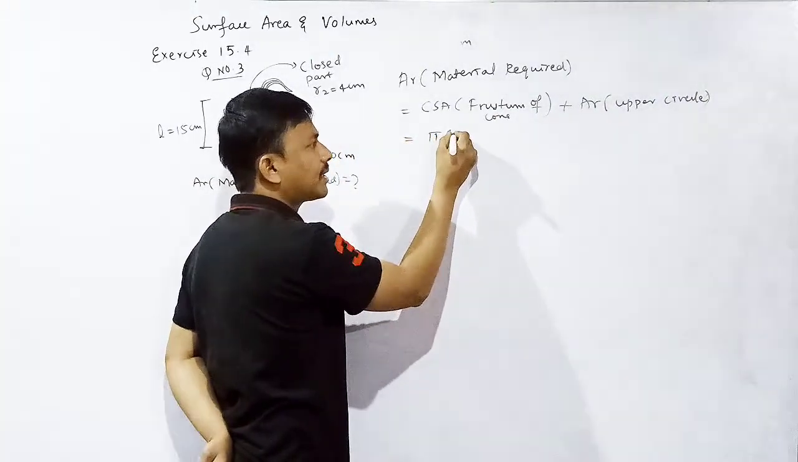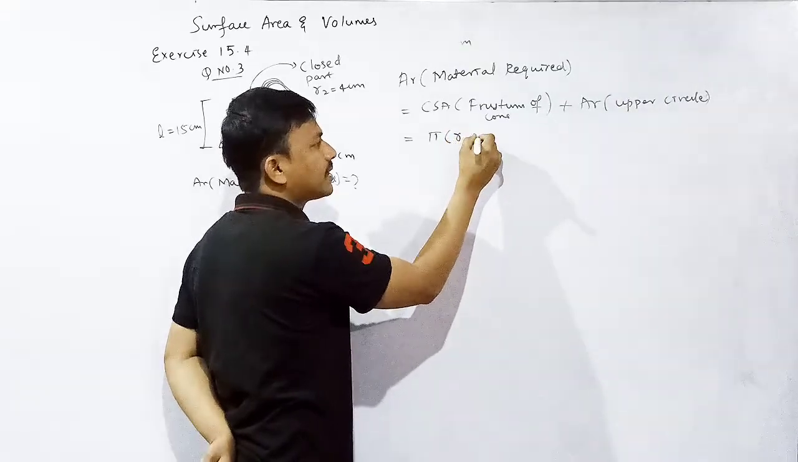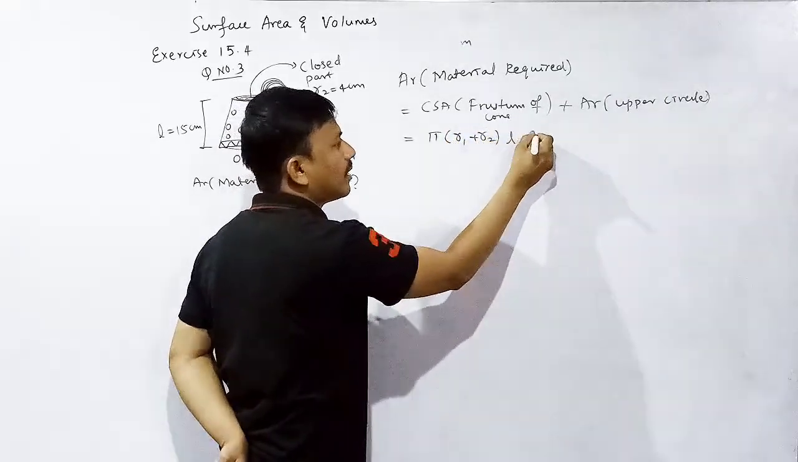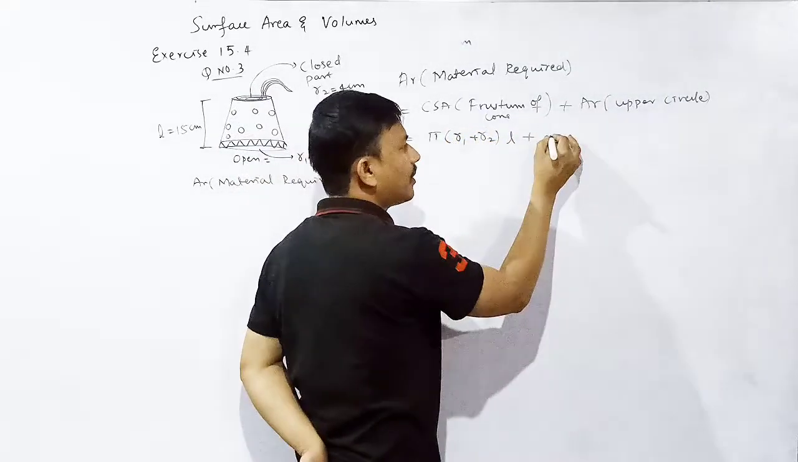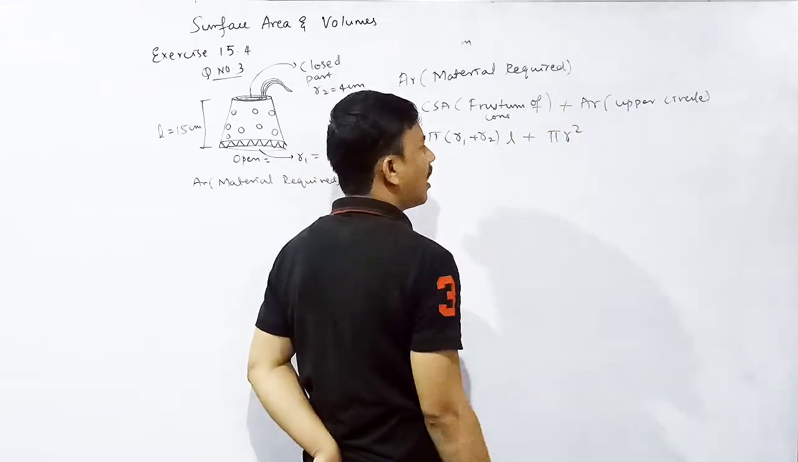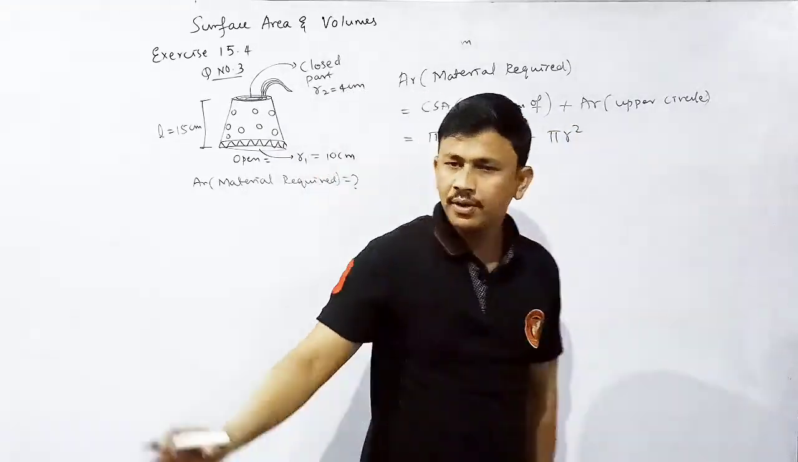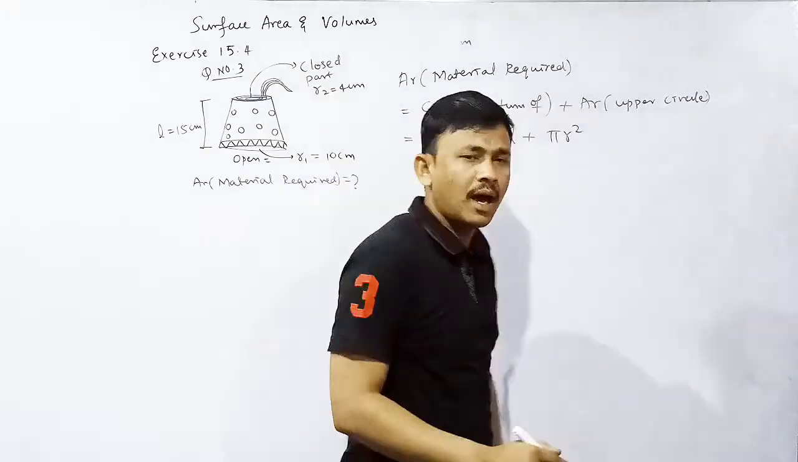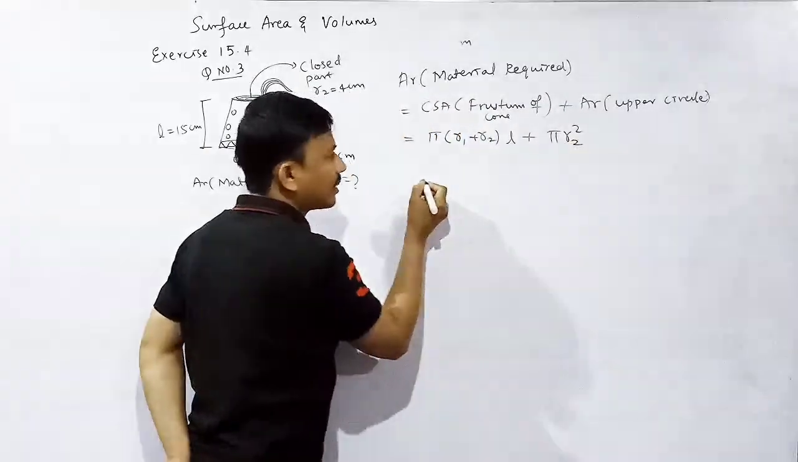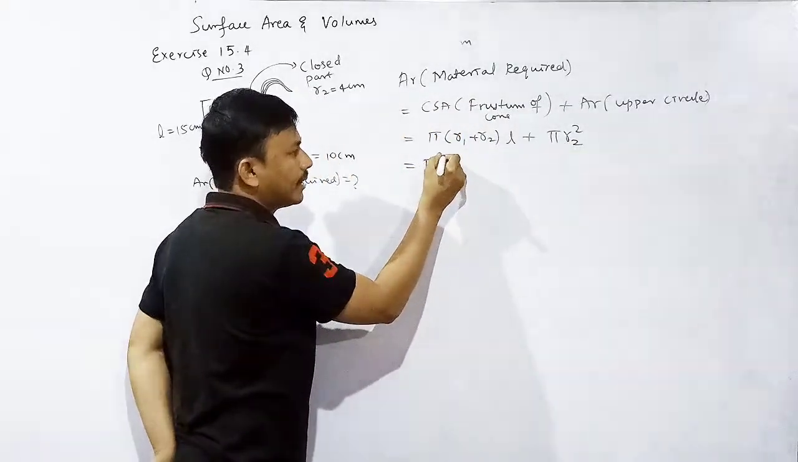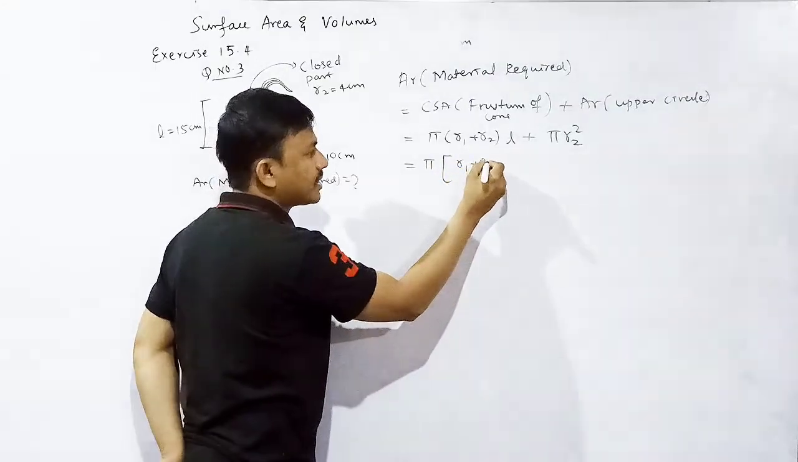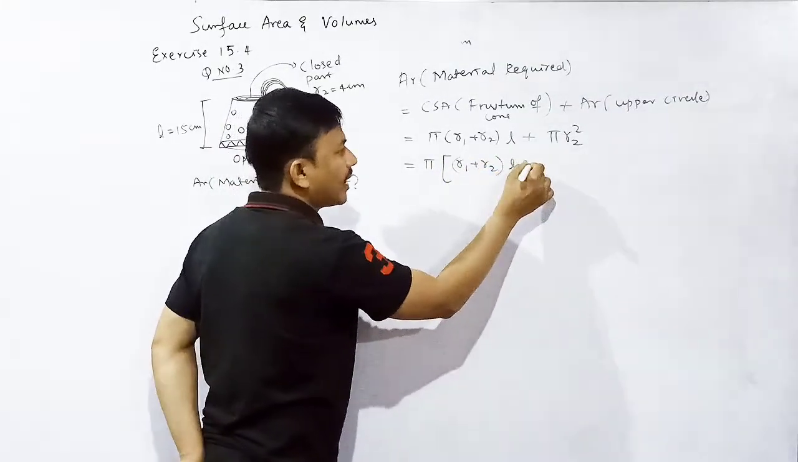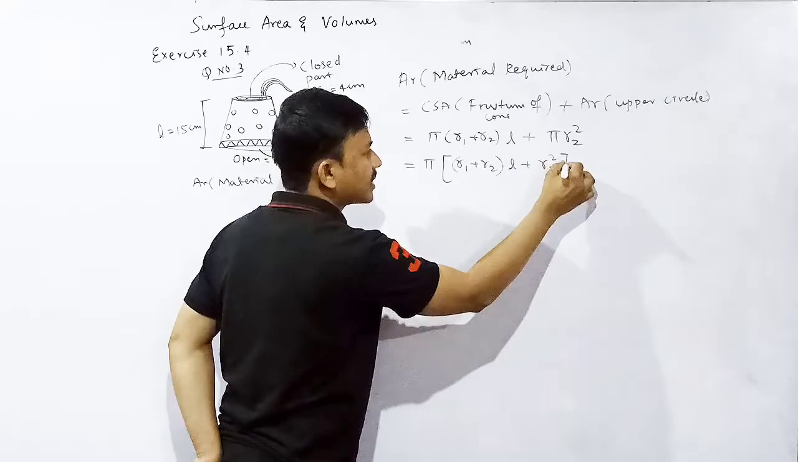Pi in bracket R1 plus R2 into L plus area of circle formula pi R square. R means R1 or R2? Upper one, that is R2. What is the common thing here? Pi in bracket R1 plus R2 into L plus R2 square.